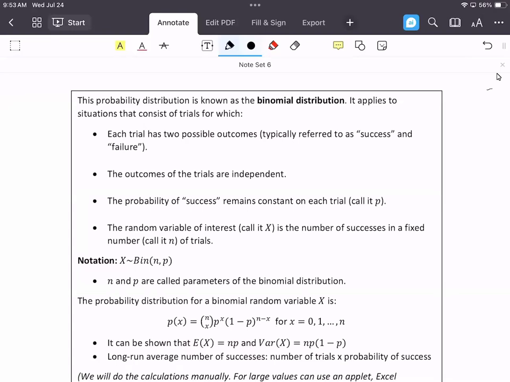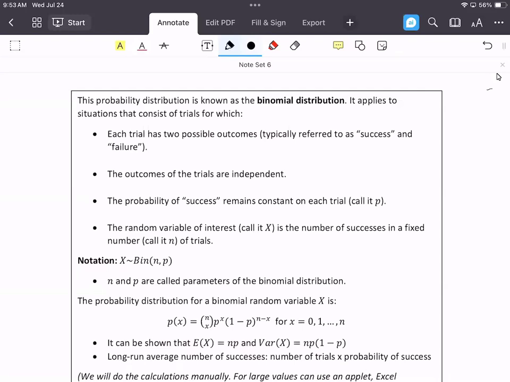The outcomes of the trials are independent. The probability of success remains constant, so it can't change. If the probability changes, then you cannot use binomial. On each trial, that probability, we use p, small p, for that. The random variable of interest, we'll call it capital X, is the number of successes in a fixed number of trials, and we use the number n for the number of trials.